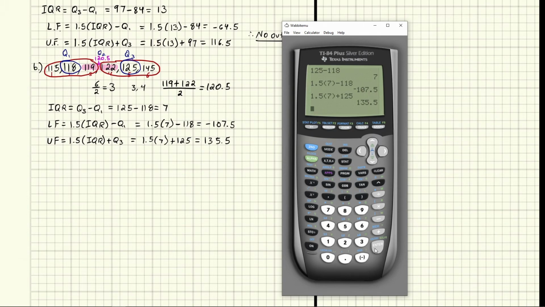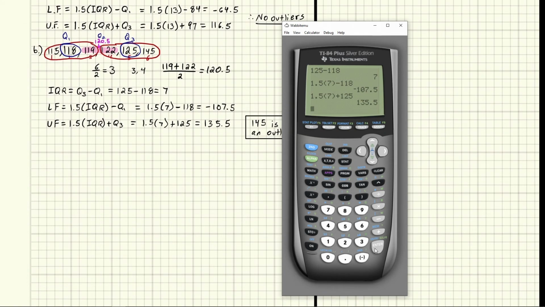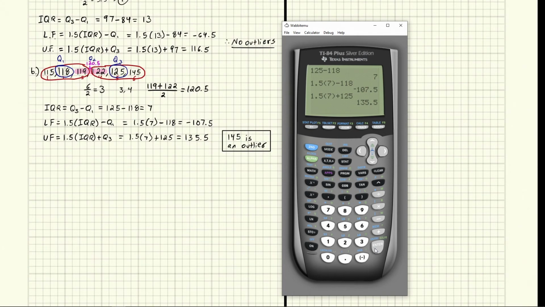So in this case, we see that 145 is actually an outlier. So 145 is an outlier. So there's a case where you do get an outlier by using these fences.